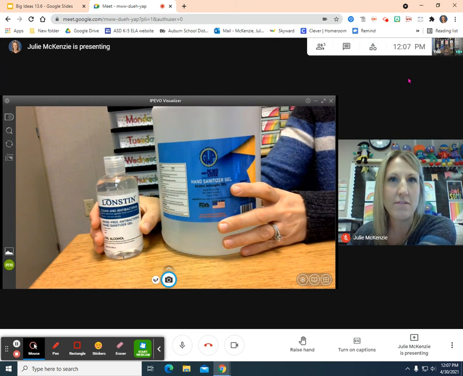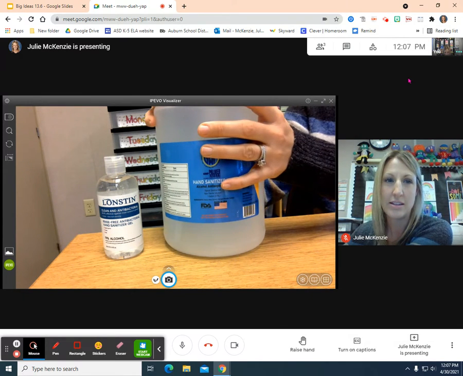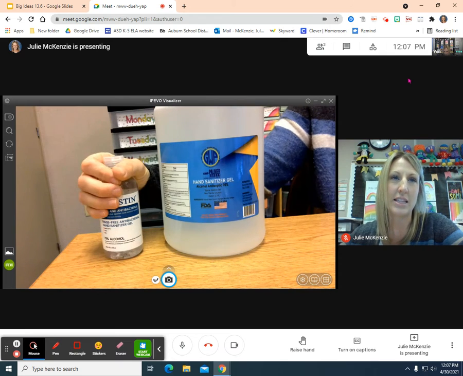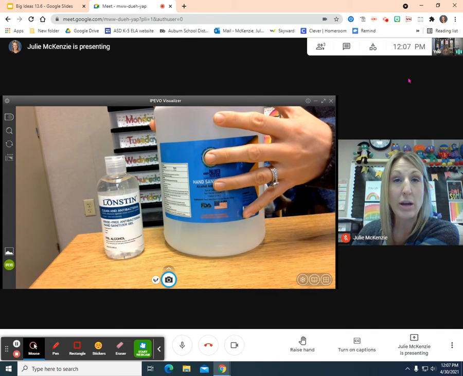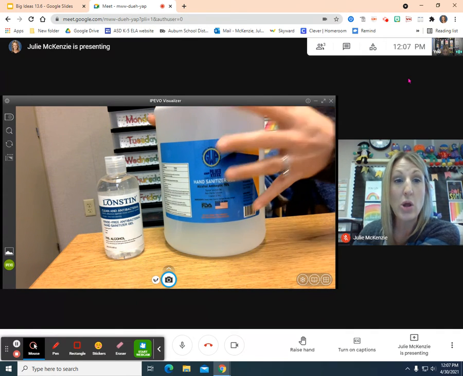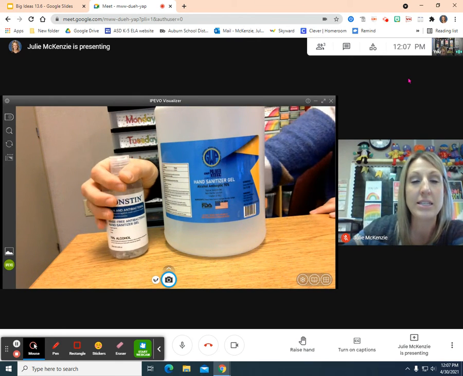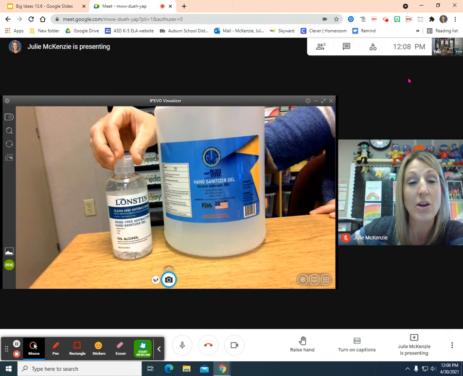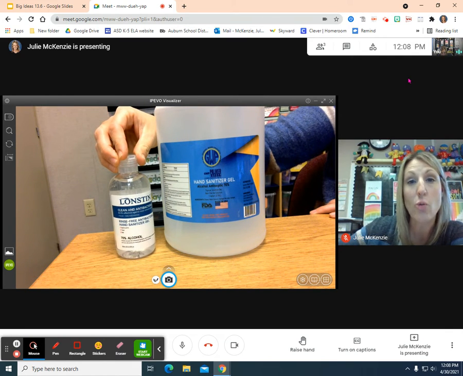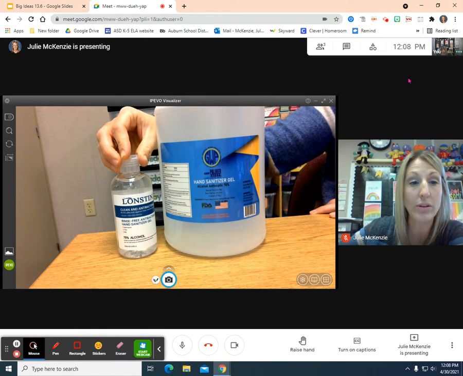Which one of these bottles has a greater capacity? Is it this one or is it this one? The big one has a greater capacity. This one holds more. The little one has a smaller capacity. It holds less. When we talk about capacity, we're talking about how much the container can hold.